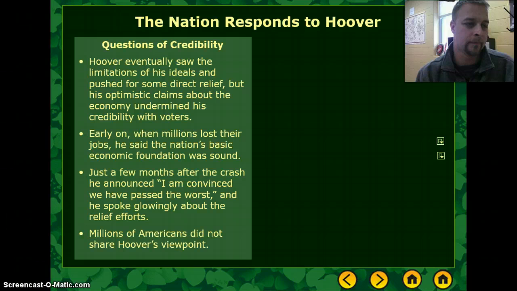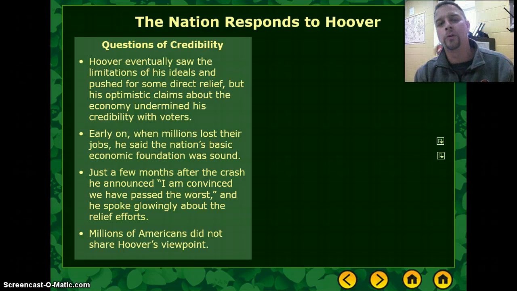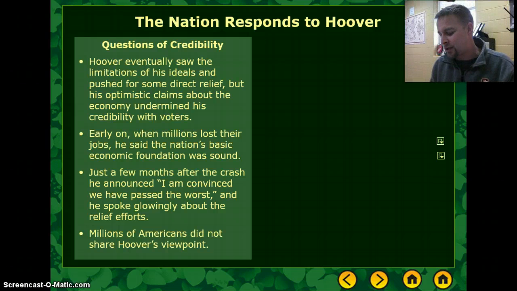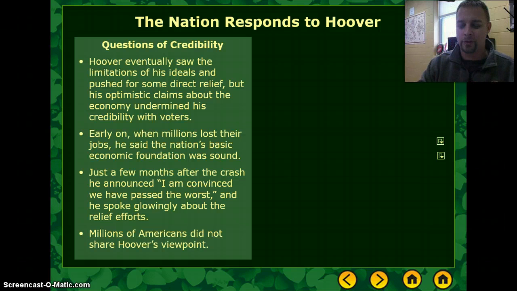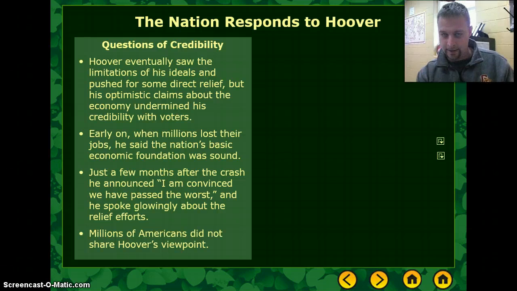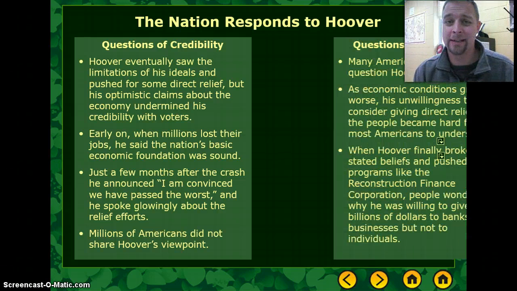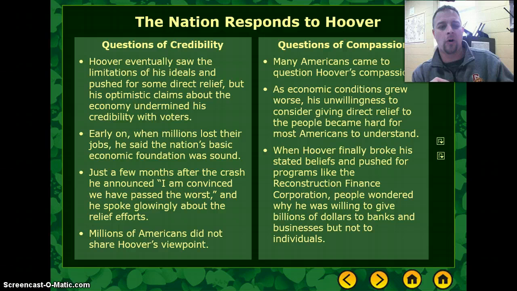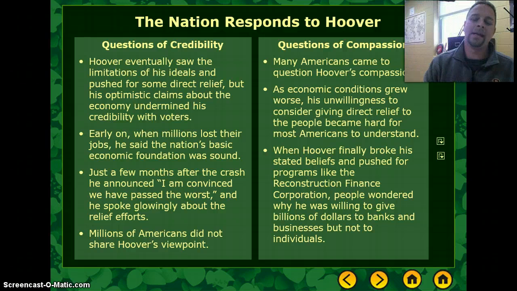The bigger problem for Hoover is there was a credibility gap. He was saying that the economic foundation was sound and that things were going to turn around, that anytime things were going to get better. And as the months and years dragged on, the Americans saw this kind of cheerleading as ridiculous, and they didn't believe him anymore. They didn't think that he understood what was going on. And they also didn't see him as relating to or caring about their needs and concerns.